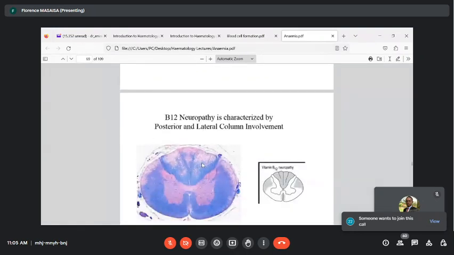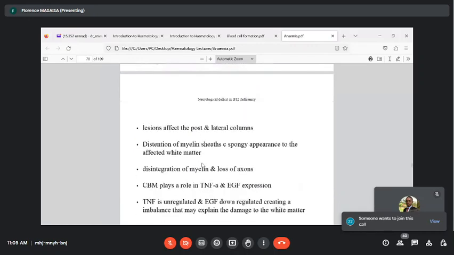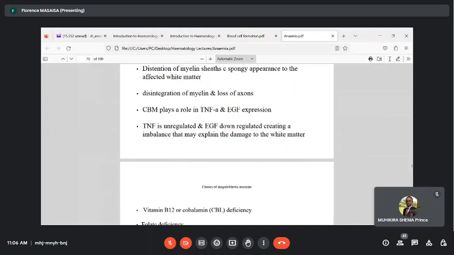So they may also cause neuropathies characterized by posterior and lateral column involvement. Those are just describing how the deficiency of vitamin B12 can cause neurological manifestations. So they may have disintegration of myelin and loss of axon and so on. You may see it better in the neurology course.